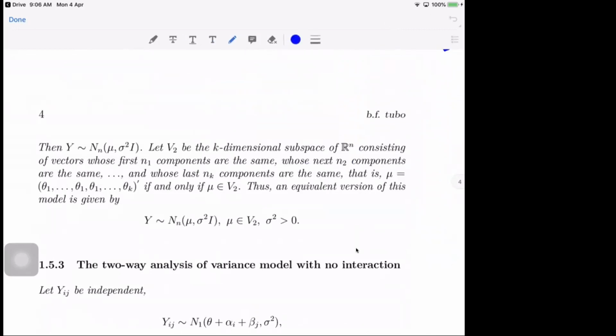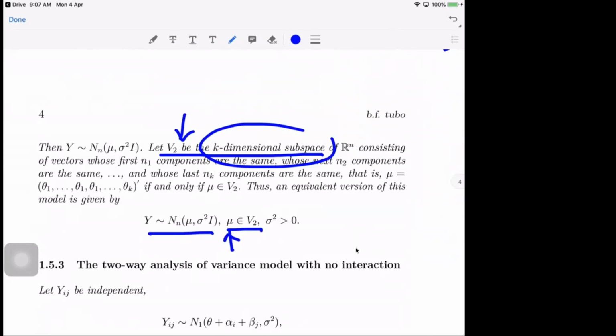So for the coordinate-free version of the linear model, all you have to do is to define your k-dimensional subspace. We call that V2, and you assume that your mean vectors, or your parameters there, are elements of your k-dimensional subspace. So that is your model there. So it's still like y is equal to a mean mu there, but your mean mu there comprises different thetas, up to theta k, plus some epsilon.